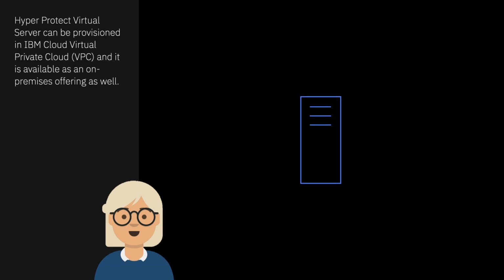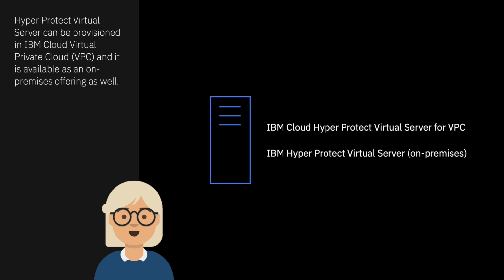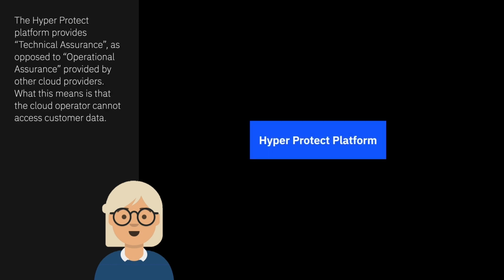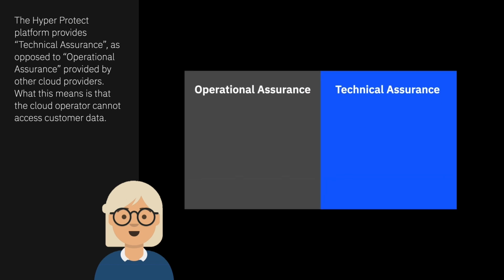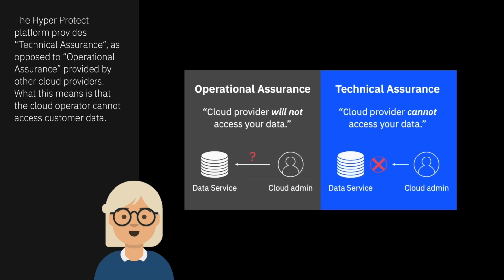HyperProtect virtual servers can be provisioned in IBM Cloud Virtual Private Cloud and are available as an on-premise offering as well. The HyperProtect platform provides technical assurance as opposed to operational assurance provided by other cloud providers. What this means is that the cloud operator cannot access customer data.